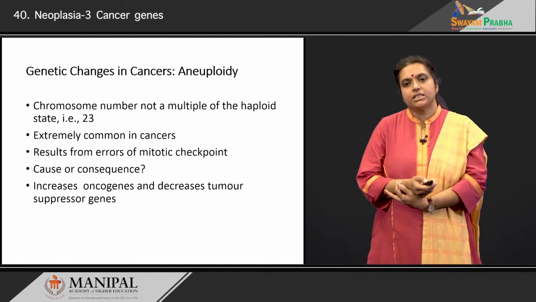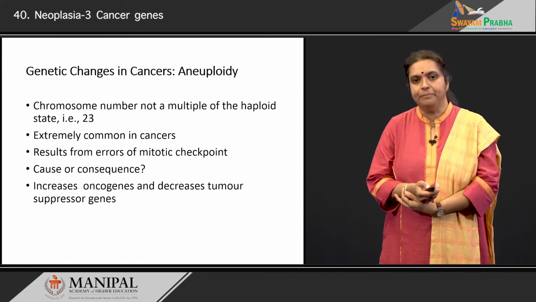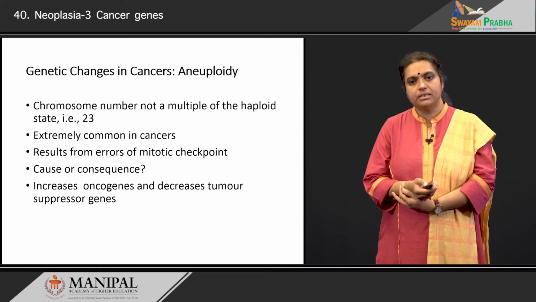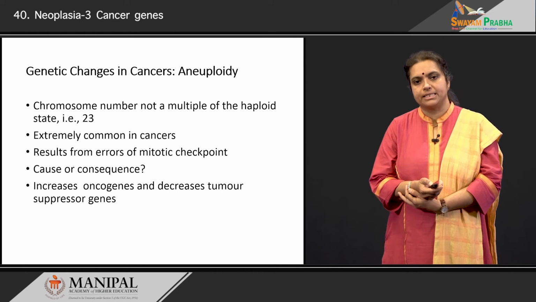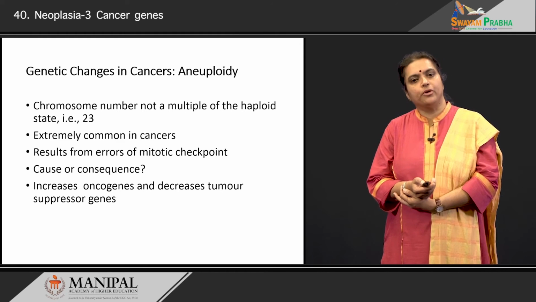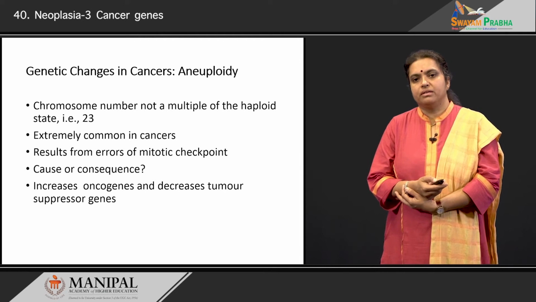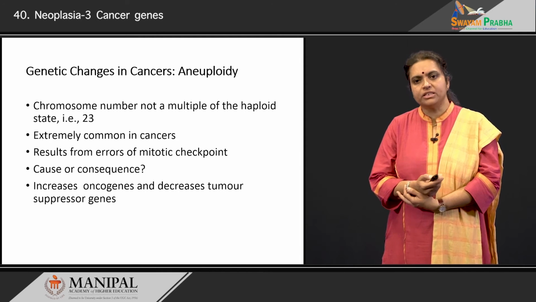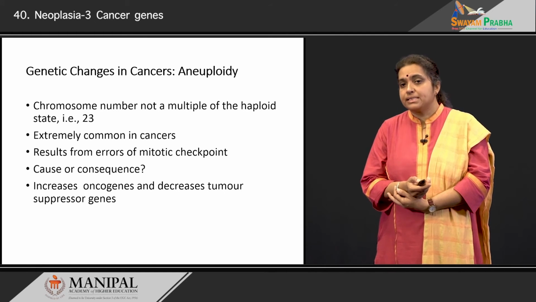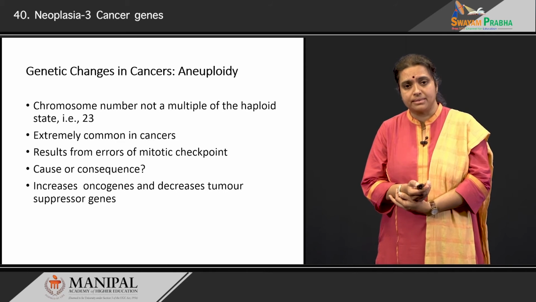Now, the other change that we have in cancer cells is what is known as aneuploidy. What is aneuploidy? Aneuploidy is a chromosome number that is not a multiple of the haploid state. So, if it is not a multiple of 23, we call it aneuploid. For instance, 46 is diploid. When the numbers are random and not a multiple of 23, it is called aneuploid. Aneuploidy is extremely common in cancers. We see a whole lot of aneuploidy in various cancers.